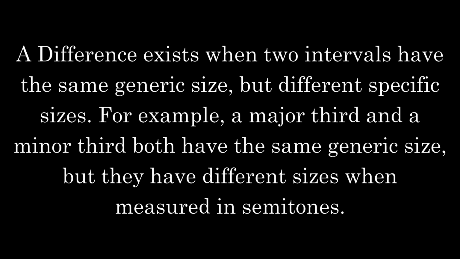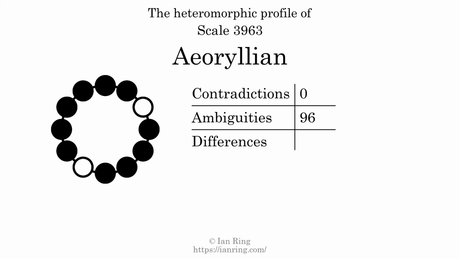A difference exists when two intervals have the same generic size, but different specific sizes. For example, a major third and a minor third both have the same generic size, but they have different sizes when measured in semitones. The number of differences in this scale is 177.